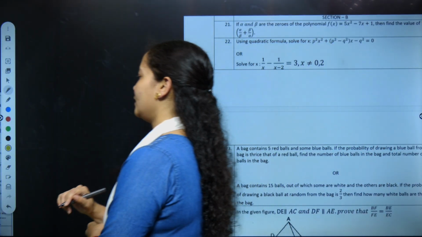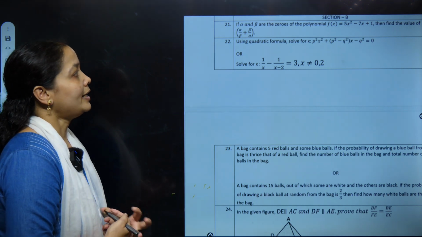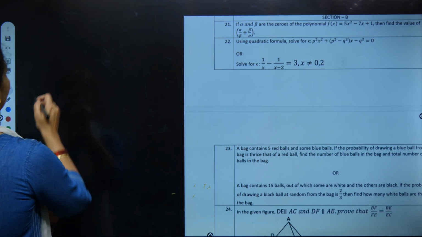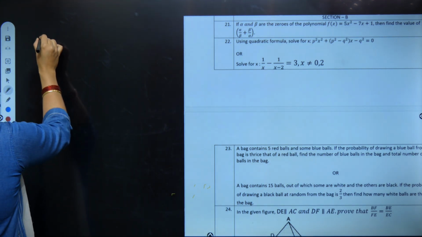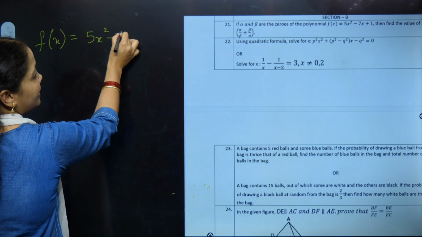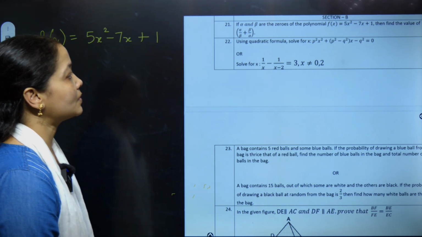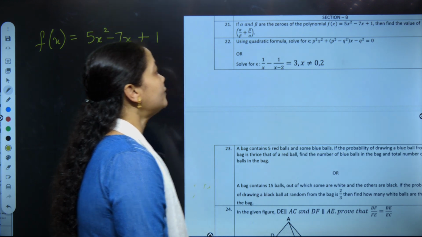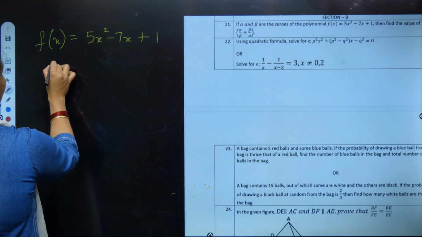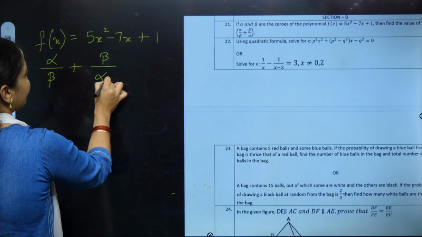Question number 21. The question is telling us, if alpha and beta are the roots or the zeros of the polynomial f of x, f of x is 5x square minus 7x plus 1. I have to find the value of alpha by beta plus beta by alpha.